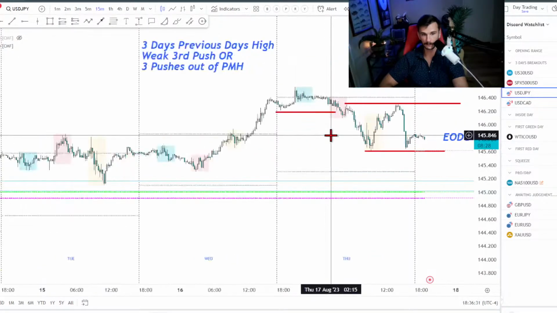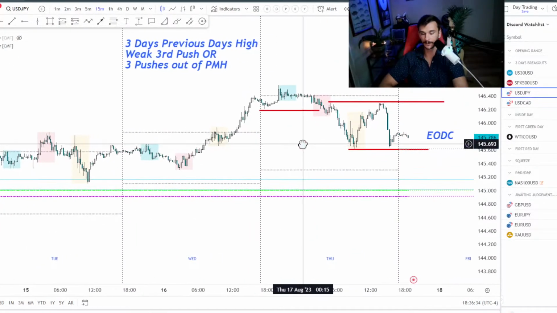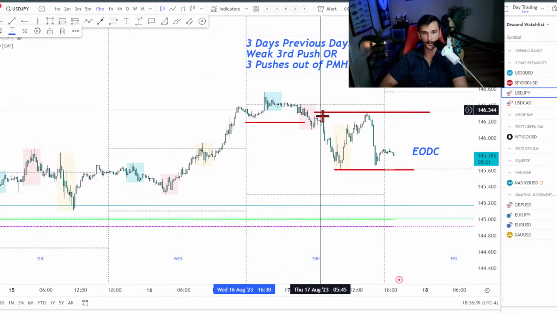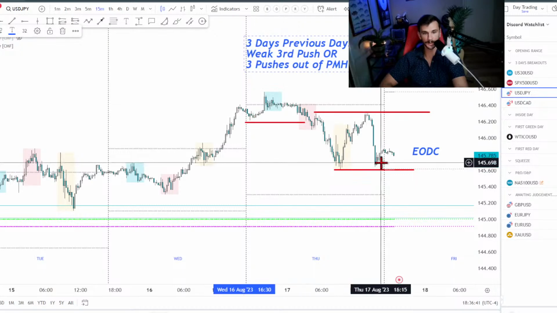First red day. This is why I just love doing these streams. Y'all are crushing it. 110%. This is a first red day. They broke out, breakout failed. They've traded down below the opening price and closed.